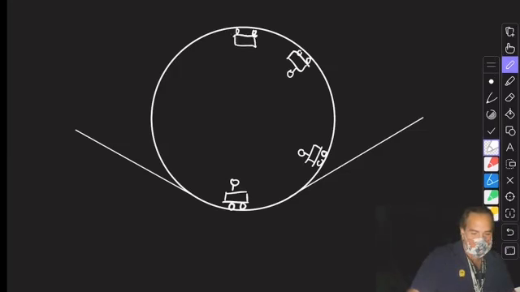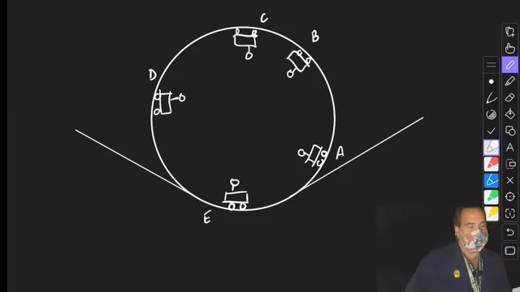So although the problems tend to focus on just the top and the bottom, don't be surprised if I ask a question that isn't about the top and the bottom. I think that A, B, C, D, and E are all excellent locations where I can ask you what's happening to the cars. And you should have quite a few things you should be able to say about them.